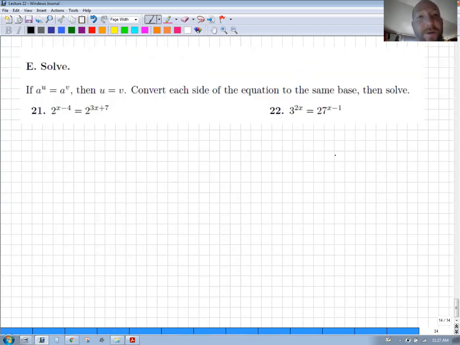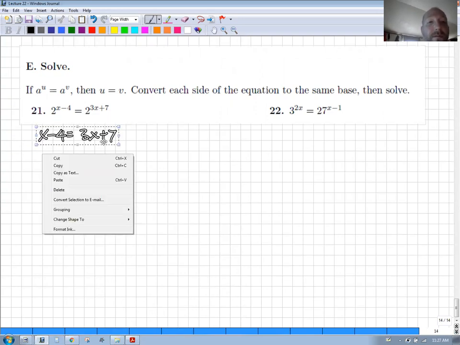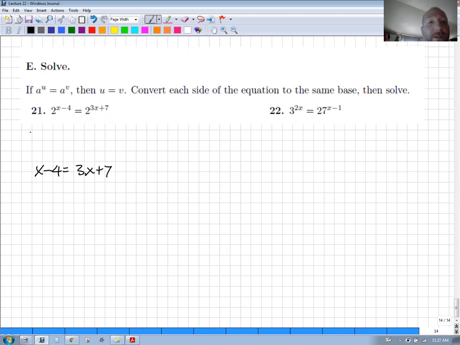If a to the u equals a to the v, then u equals v. So what they're saying is, because these are both 2 to the power of, we can look at this and just say x minus 4 is 3x plus 7. All right. And the reason why is you can always take log base 2 of both sides. All right, these undo one another, and you're left with just the exponentials.